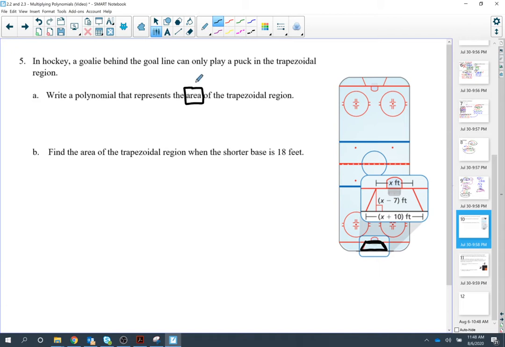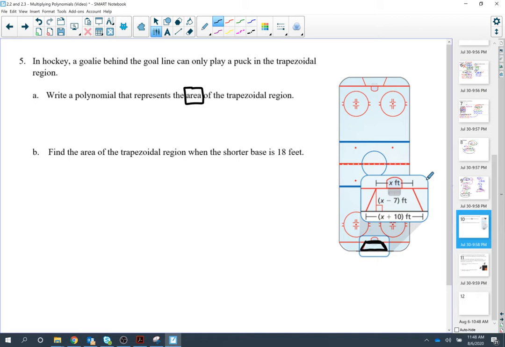Okay, so anyways, it says write a polynomial that represents the area of the trapezoidal region. Now, area, remember, is the amount of space inside. Area of a rectangle is length times width, or base times height. Area of a triangle is 1/2 base times height. Area of a trapezoid, we could cut it up. We could say, okay, well, the area of that triangle, the area of this triangle, and that's fine, but in order to make this easier, I'm just going to go with what is the area of a trapezoid.